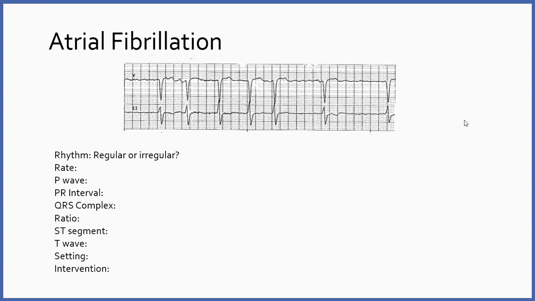Remember, too, that AFib is super easy to figure out. The rhythm is irregular, and there are no discernible T waves.